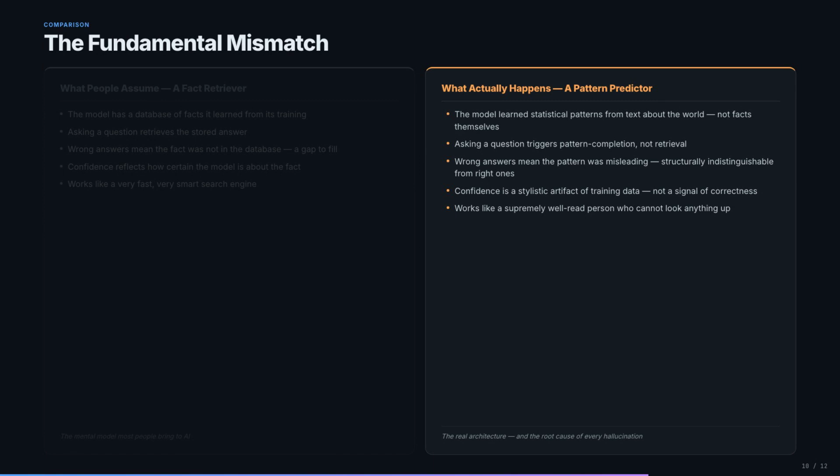On the right, what actually happens? A pattern predictor. The model learned statistical patterns from text about the world, not facts themselves. Asking a question triggers pattern completion, not retrieval. Wrong answers mean the pattern was misleading, structurally indistinguishable from right ones. Confidence is a stylistic artifact of training data, not a signal of correctness. It works like a supremely well-read person who cannot look anything up. This right panel explains why hallucinations are not bugs to be patched. The model is working exactly as designed. Pattern prediction produces fluent, statistically plausible text.